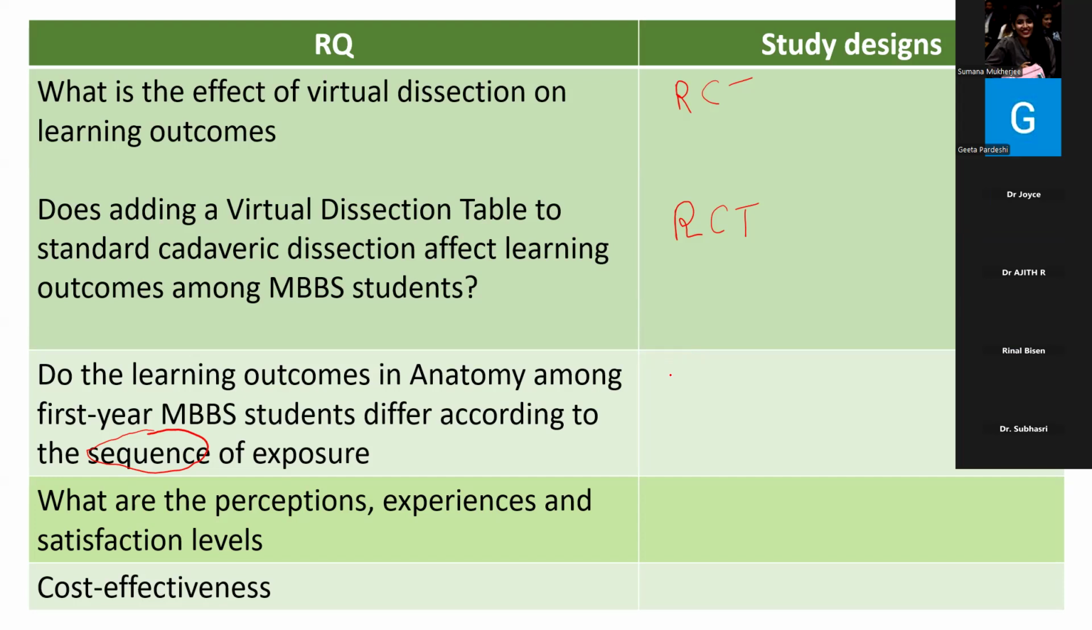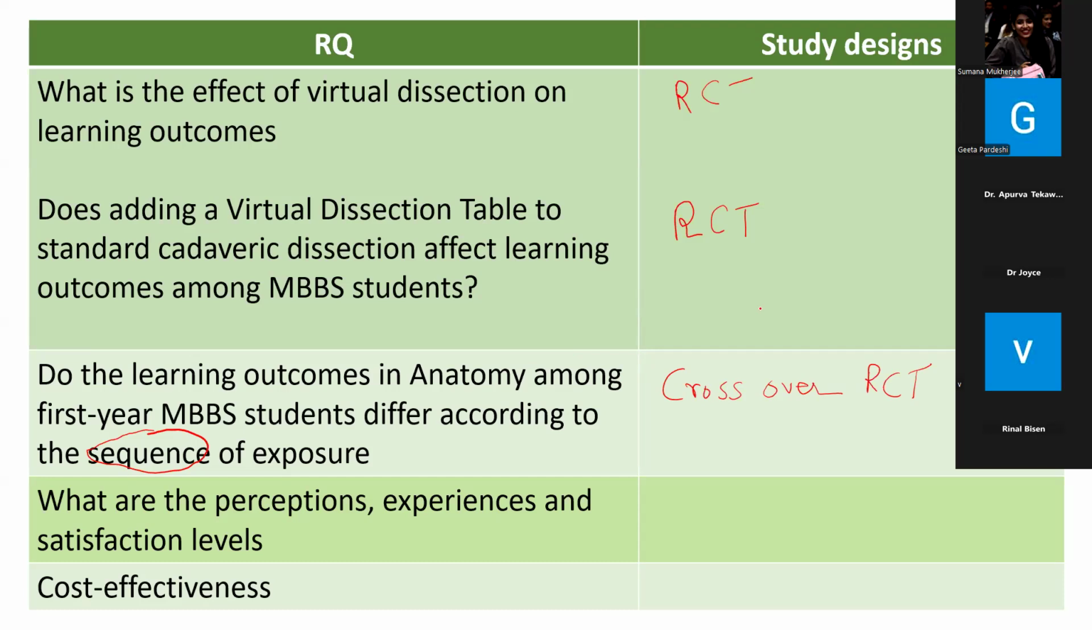Any kind of RCT anyone can think of? This is a hint I'm giving. Non-random. A crossover design. Who said that? Ma'am, Apurva. Great, Apurva. You are right. So a crossover randomized control trial is the study design for this question. And we will see how this question requires a crossover RCT. Because here we are looking at sequence and we can study both the sequences in a crossover RCT.